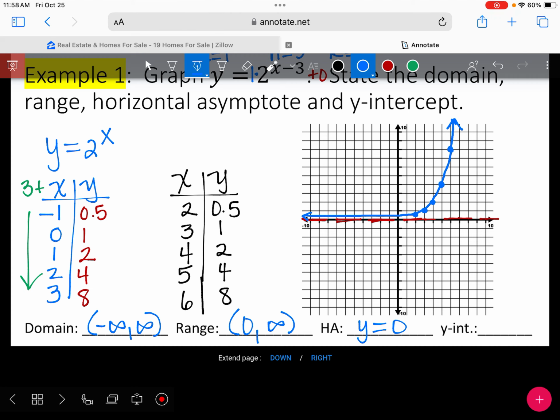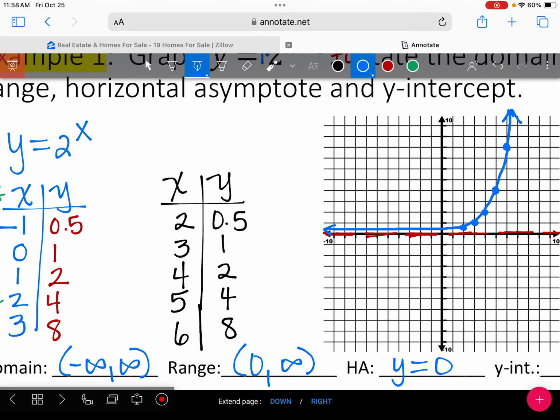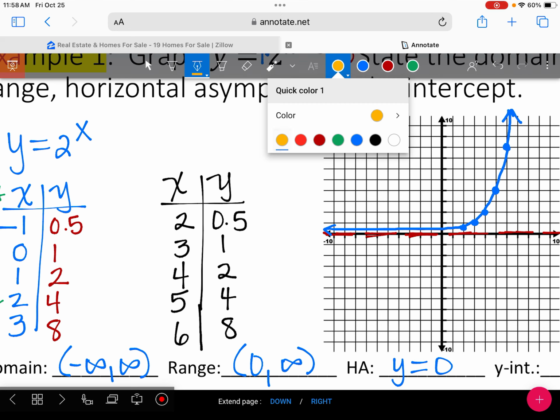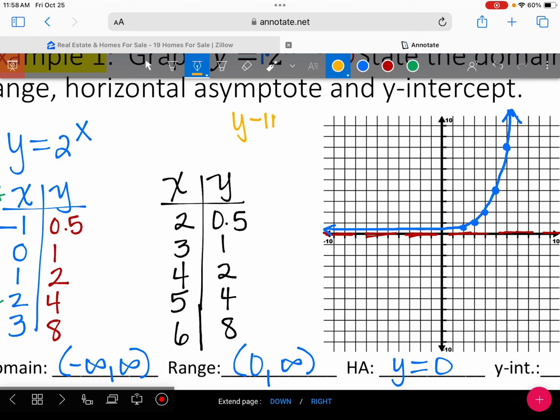And then how do you find your y-intercept? What's the definition of y-intercept? Y-intercept is the y value when what? X is 0. So let's go ahead, use your calculator to find your y-intercept. And you just substitute it in. So it'll just be y equals 2 to the power of 0 minus 3, which should give you 1/8.